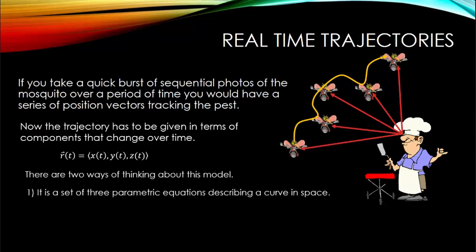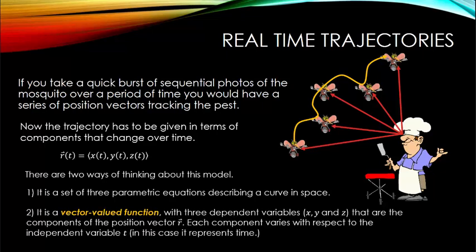The first is that it is a set of 3 parametric equations, x of t, y of t, and z of t, that describe the trajectory or curve in space. The second way of thinking about it is as a vector-valued function, where my vector has 3 dependent variables, x, y, and z, that are each components of the vector r, and each dependent variable or component of my vector varies with respect to the independent variable t, which in this particular case represents time.